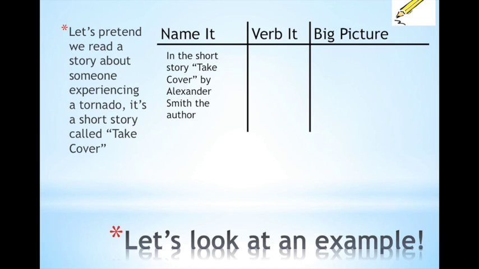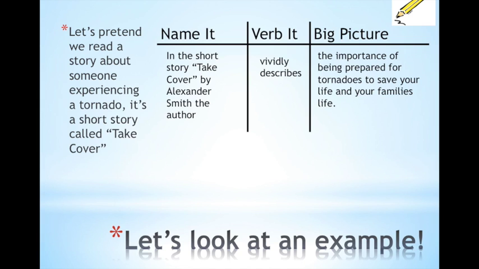So first of all, I need to name the story and the author. In the short story, Take Cover by Alexander Smith, the author vividly describes. See, I'm getting a little bit creative. Instead of just describes, I'm adding a different word in there to help the description. And then the big picture, the importance of being prepared for tornadoes to save your life and your family's life.